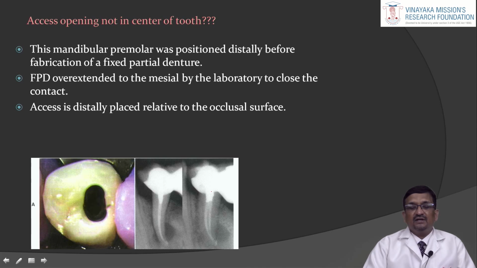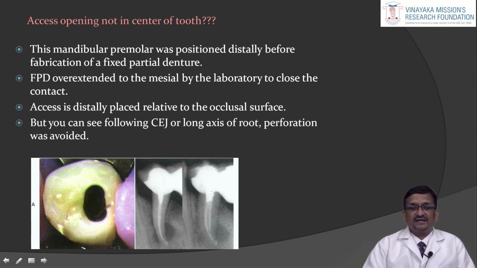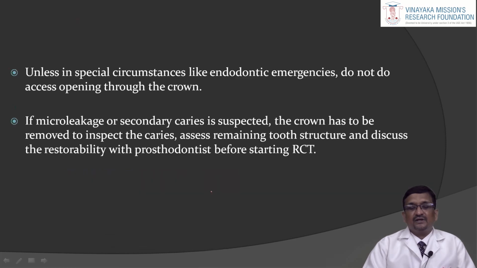So we know this, we do it, and we can use at this time cemento enamel junction as a guide, as I told you before. Okay. So unless it is in special circumstances like endodontic emergencies, do not do access opening through the crown. If micro leakage or secondary caries is suspected, the crown has to be removed to inspect the caries, assess the remaining tooth structure, and discuss the restorability with the prosthodontist or yourself before starting an RCT. So don't do all cases through the crown.